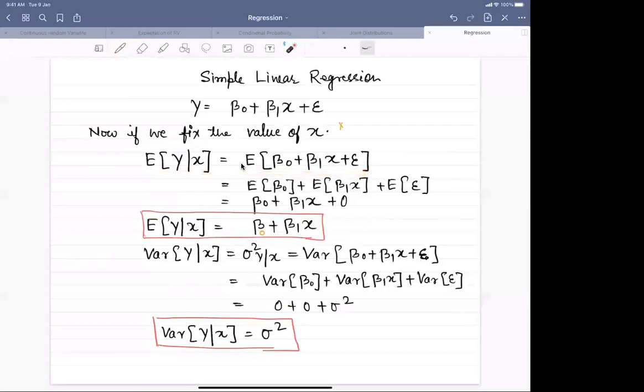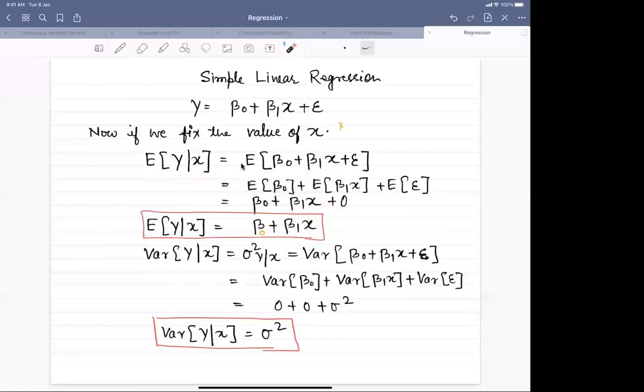So the expectation of beta naught plus beta 1 x plus epsilon. I can take this expectation operator inside. So it will be the expectation of beta naught, plus the expectation of beta 1 x, plus the expectation of epsilon. You know that beta naught is a constant, so we can write it as beta naught. Beta 1 is a constant, x we have fixed, so it's also a fixed constant. So we can write it as beta 1 x, because the expectation of a constant is the constant. And we have just said that the expectation of epsilon is 0, so it will be 0. So that means the expectation of y at a fixed x is beta naught plus beta 1 x.